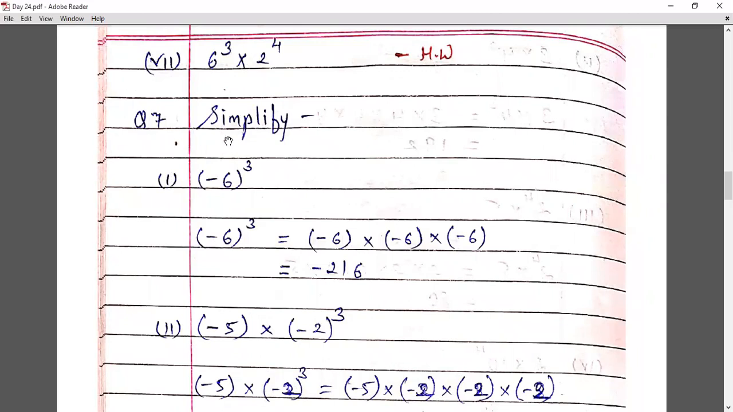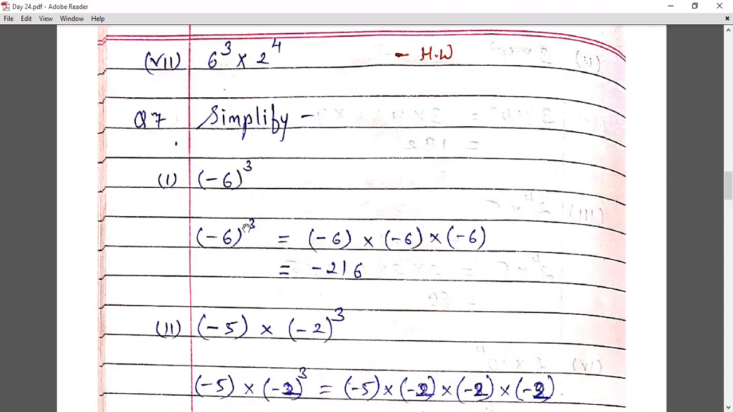Question number 7 is simplification of negative bases. That means exponents which have negative base. As we have studied it earlier also, negative when it has an odd power, the answer will be negative.